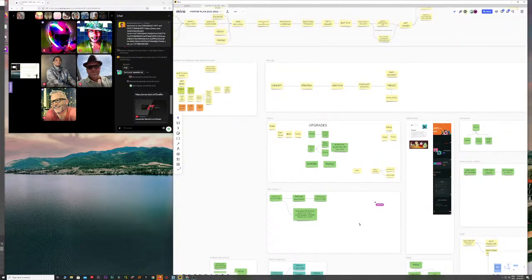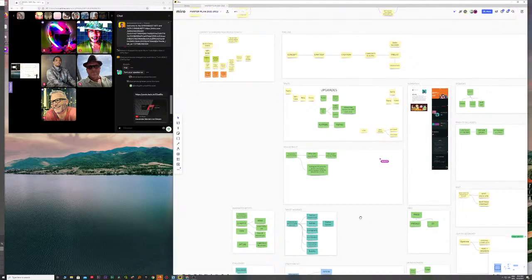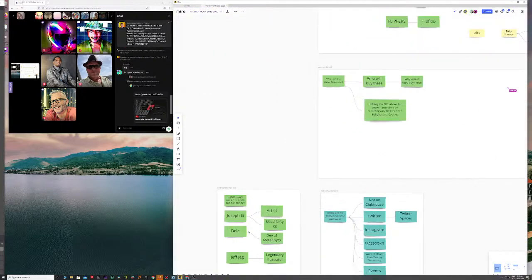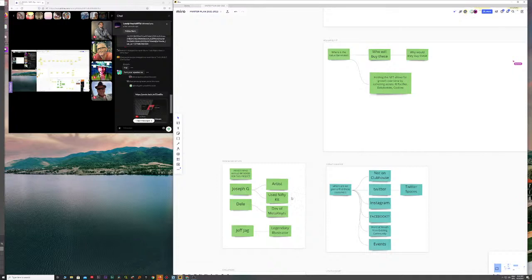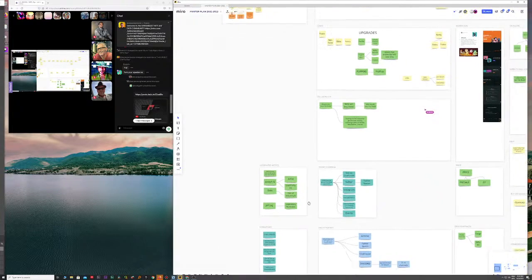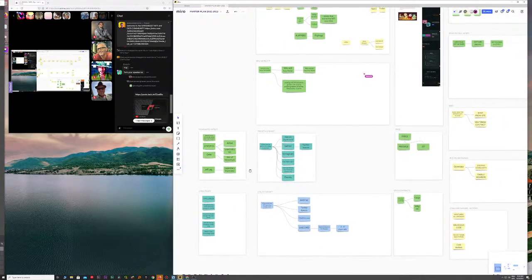Let's see, what else? Nominating artists. So some of the people who these people nominated so far was Joseph Girardi. They love his artwork and his ability to understand the coding and everything. One of the other people was Devs of Meta Knights, and then Jeff Jag was another nominated artist. So I want to create an area for people who have a specific group of artists that they want to see working on projects like this, and then we can work together to make this possible.